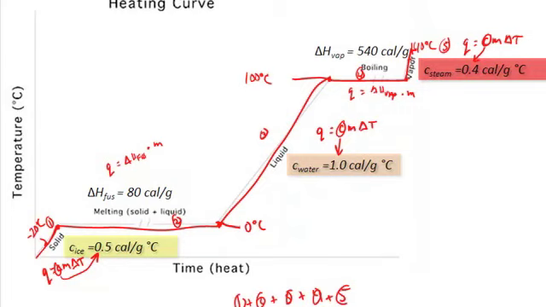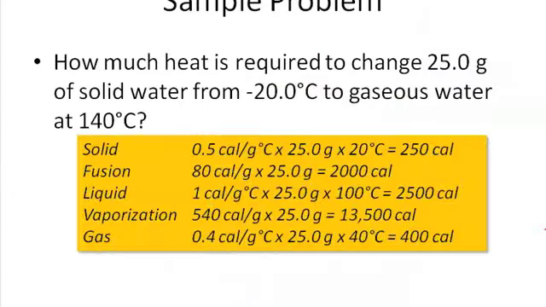So let's take a look at how this all works out. In order to go from solid to another solid at 0 degrees Celsius, it takes us 250 calories. How did I get there? Well, I took 0.5 calories per gram degree Celsius, which is the specific heat of ice, times 25, which we get right here, and times 20 degrees Celsius. That is T final, which is 0, minus negative 20 degrees Celsius. T final minus T initial.